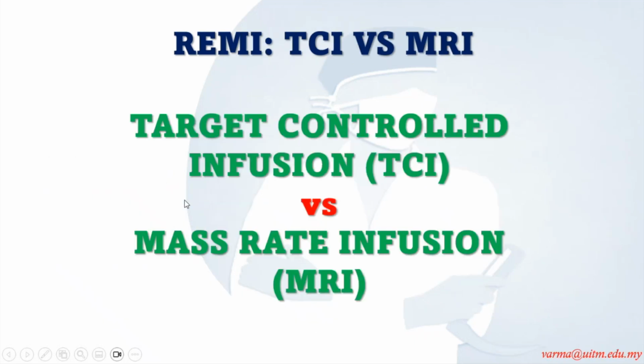Okay, this is practical aspect. Remi, in the beginning, it was given in a mass rate infusion, or even in some hospitals for pediatric cases, we run Remi in mass rate infusion because the Remi Minto model for peds, we don't have it yet, or it is only a very restricted population range. So mass rate infusion is used instead of TCI.